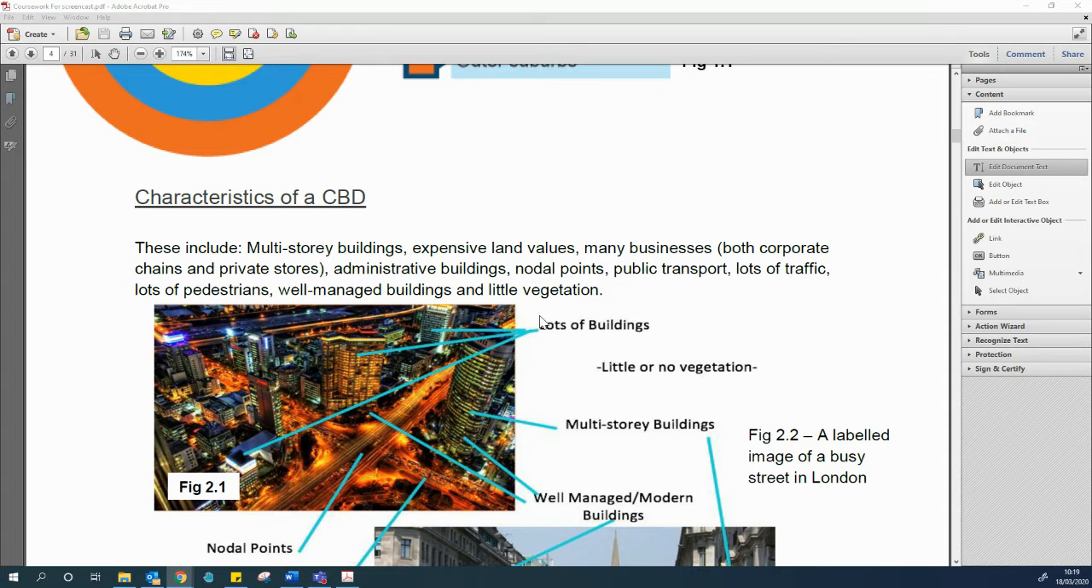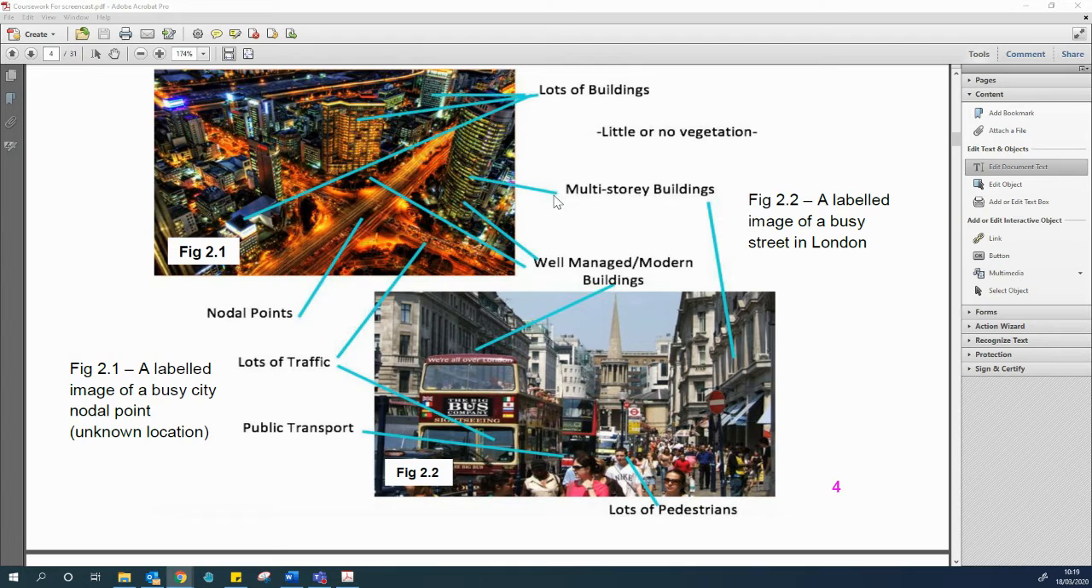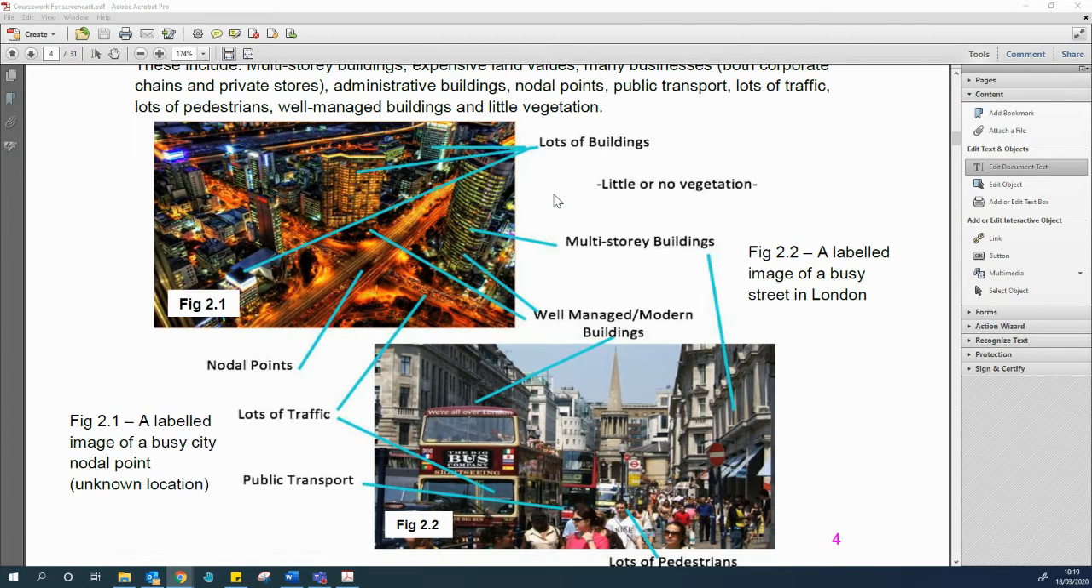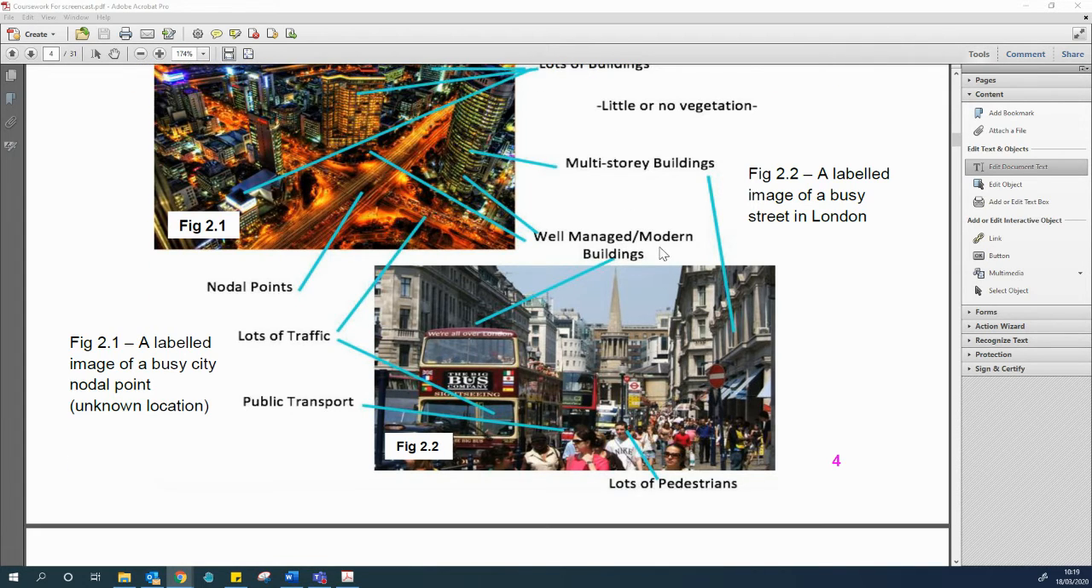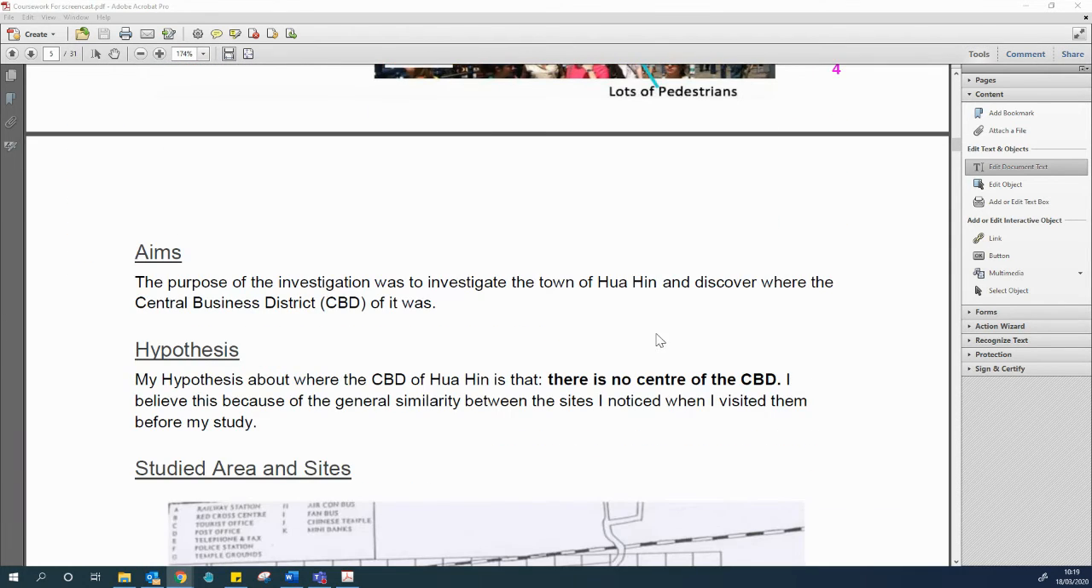You might bullet point the characteristics, and it's a good idea then to get a photo, not of Hua Hin CBD, but of a typical CBD to show the characteristics such as nodal points, high-rise buildings, very densely populated buildings, etc. Okay, this one here showing lots of pedestrians.